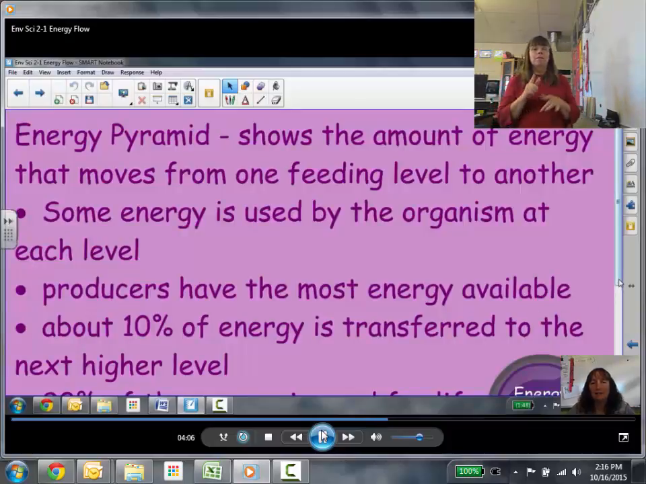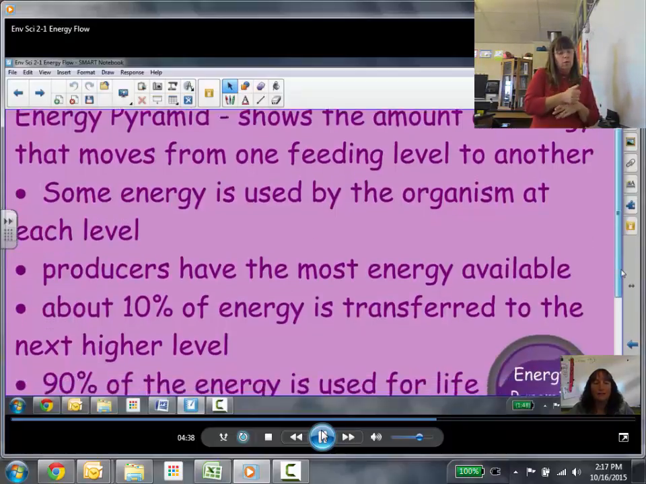Then we have something called an energy pyramid, and this shows the amount of energy that moves from one feeding level to another. So it's not really what eats what, but how much energy is transferred from the plants to the animal that eats the plants. The thing to remember is some energy is used by the organism at every level. You have to use some energy for your life processes. Even plants use some of the energy they make to keep their own cells going and grow their roots and things like that.